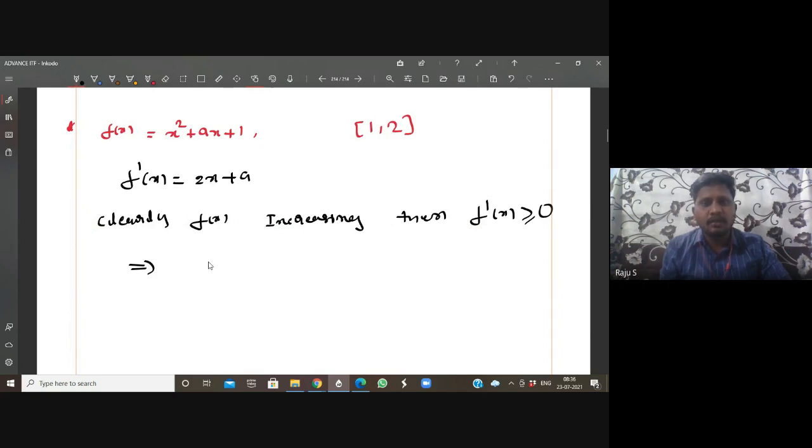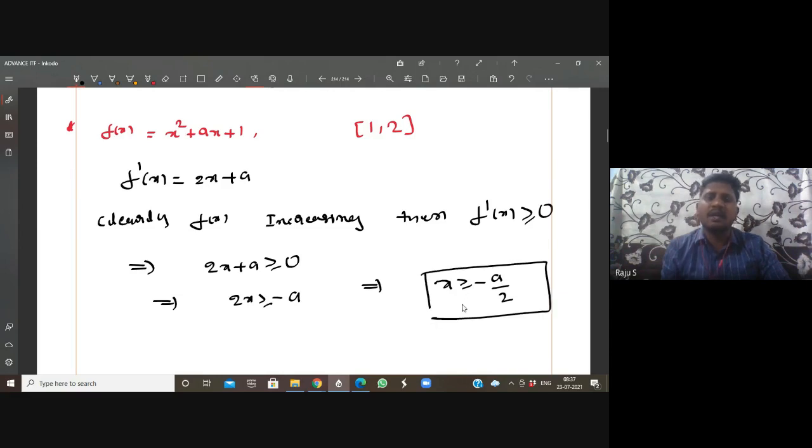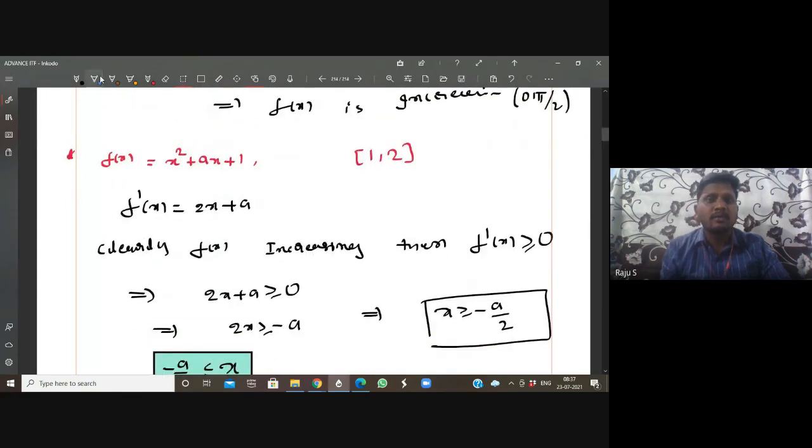See, here 2x plus a is greater than or equal to 0. If it is greater than or equal to 0, you may take only greater than also, no problem. So 2x is greater than or equal to minus a, which implies x is greater than or equal to minus a by 2. Is it clear? This is one condition. You may also write it like this: minus a by 2 lesser than or equal to x. Both will be right. But what is the given interval here?